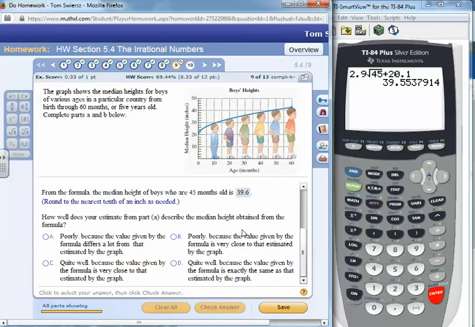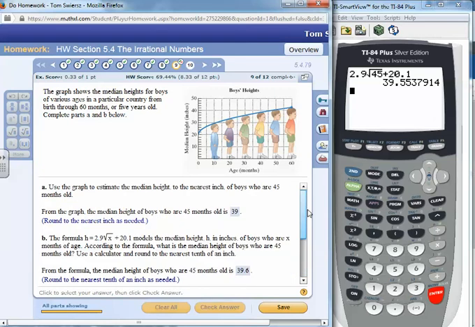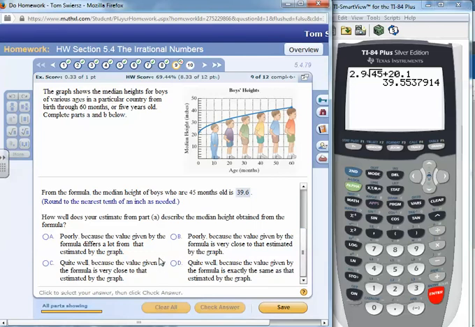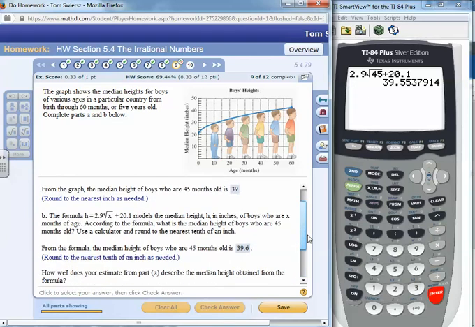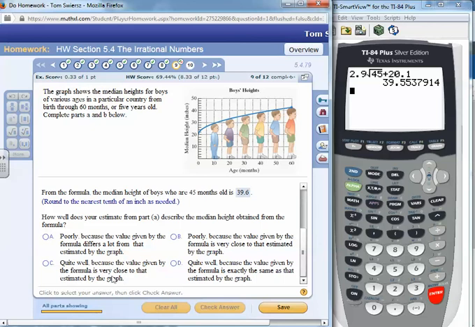How well does the formula estimate? Well, the one was 39 and the other 39.6, so very close, right? So quite well, because the value given by the formula is very close. They weren't exactly the same. We said about 39, the other was about 39.6. So we'll say it's very close. Check our answer, and indeed we get it correct.